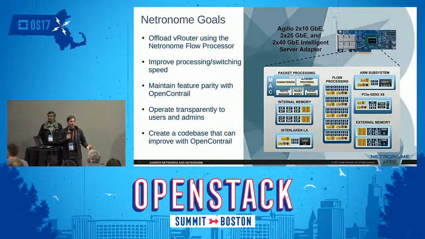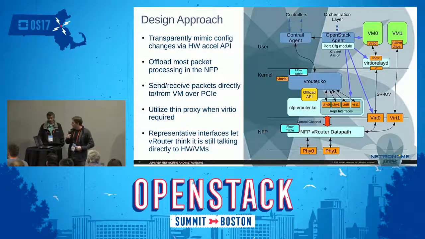And finally, because OpenContrail is a software-defined networking product, we wanted to make sure that this code base is also something that we could iterate on. So as Contrail evolves to support new features, new protocols, whatever is needed, our code base is also able to evolve, and we can iterate with them. So our design approach centers around a few key points.